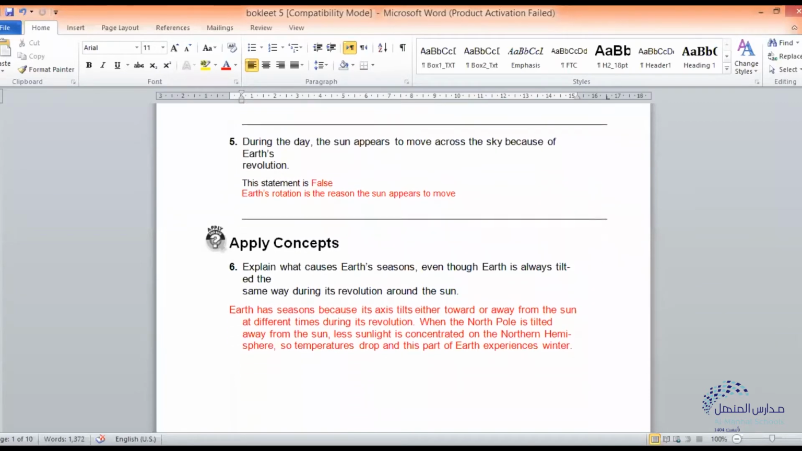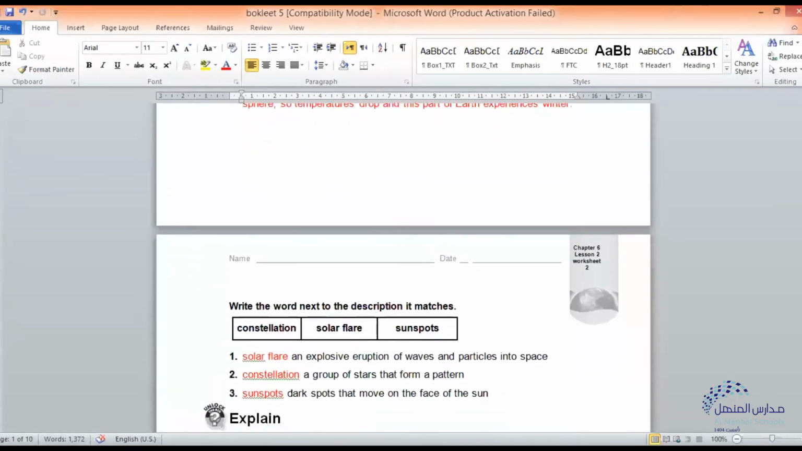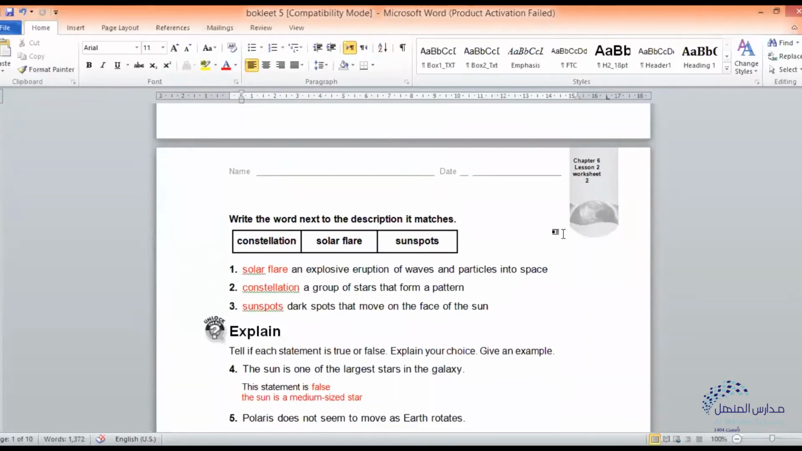Okay, moving to the next worksheet. Write the word next to the description it matches. We have constellation, solar flares, and sunspots. Number 1, an explosive eruption of waves and particles into space: this is solar flares. Number 2, a group of stars that form a pattern: this is constellation. Number 3, dark spots that move on the face of the sun: this is sunspots.